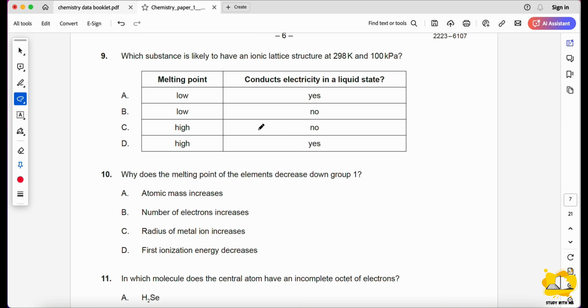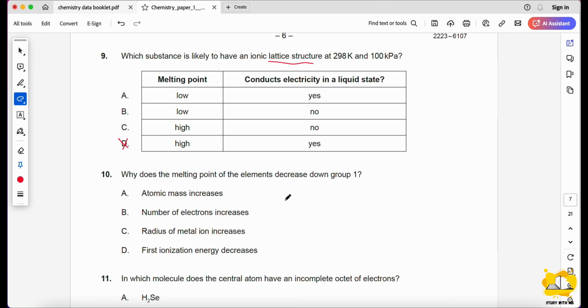Which substance is likely to have an ionic lattice structure at 298 K and 100 kilopascals? A lattice structure has a high melting point due to strong electrostatic forces between oppositely charged ions in the lattice, so it requires significant energy to break the bonds. And an ionic lattice, when it is in the liquid state, will be able to conduct electricity because it has free moving ions. Therefore, the answer is D.